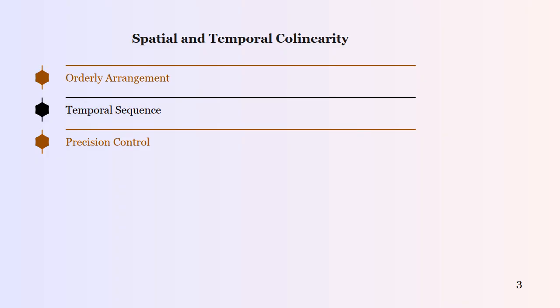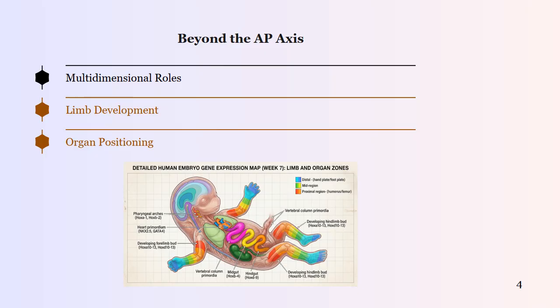Genes at one end of the cluster are activated earlier in development than those at the opposite end. Precision control. This spatio-temporal collinearity ensures that the neck, thorax, and abdomen develop in the correct sequence and location. 4. Beyond the AP-axis. Multidimensional roles. While famous for head-to-tail patterning, Hox genes are repurposed for developing other complex structures.